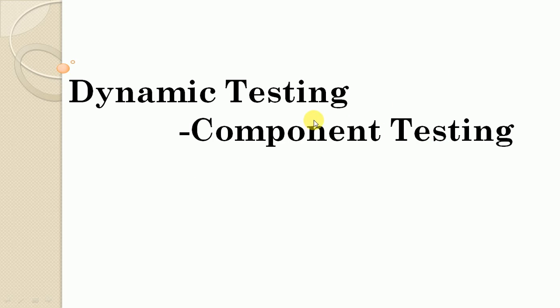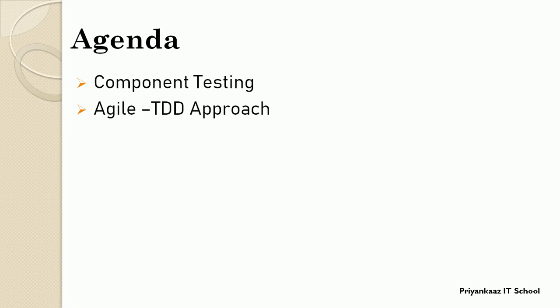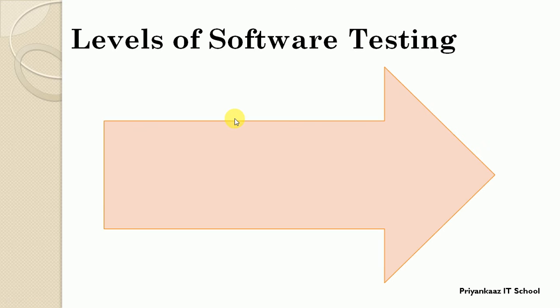Dynamic testing is a complete process where we simply execute a software application to find defects. In this tutorial let's discuss the first level of software testing and the first validation type, which is nothing but component testing. Let's see the basic agenda. We need to understand what is meant by component testing and what the concept of the agile TDD approach is. Generally, guys, this agile TDD technique can be used at the time of component testing, and that's the reason I'm explaining this agile TDD approach in this tutorial.